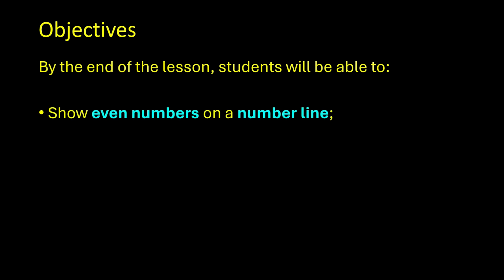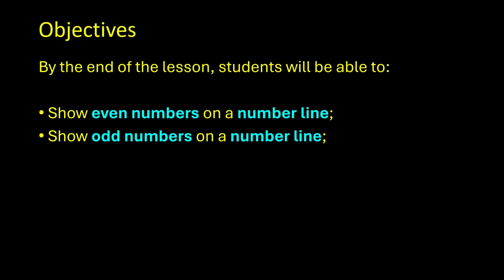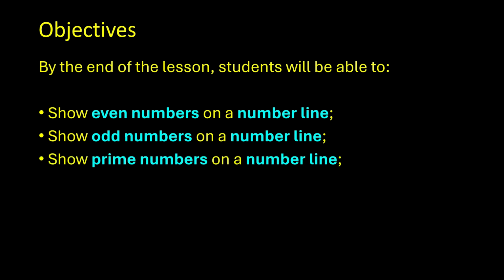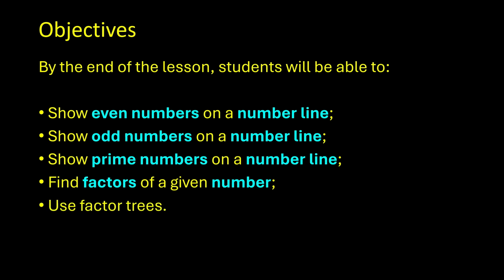By the end of this lesson, students will be able to show even numbers on a number line, show odd numbers on a number line, show prime numbers on a number line, find factors of a given number, and use factor trees. In our previous lesson, we learnt about even numbers, odd numbers, and prime numbers. Let's review those ideas before extending them.